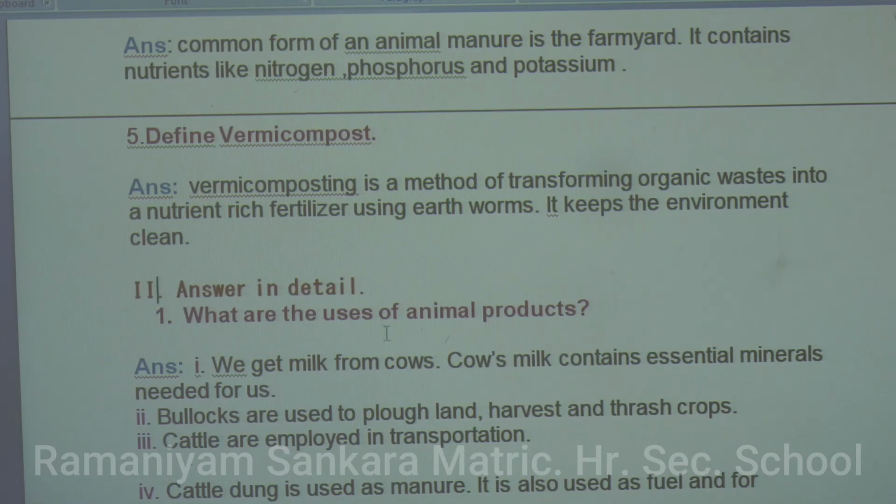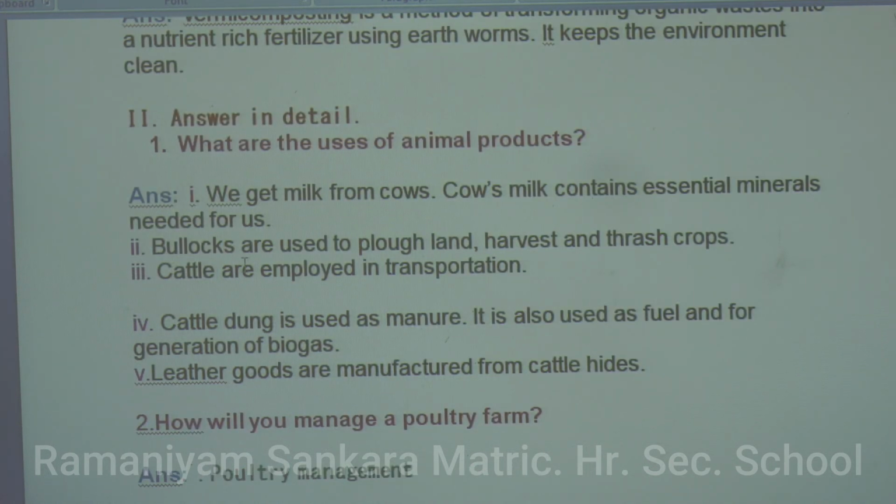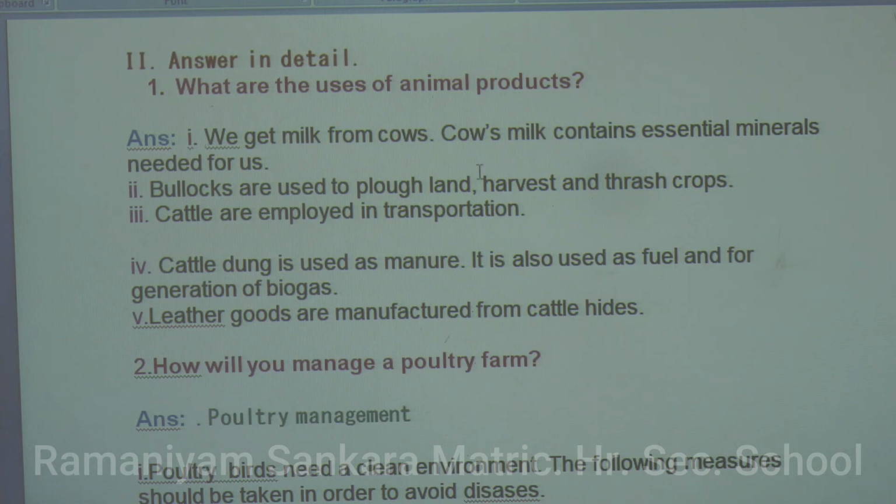What are the uses of animal products? That is cattle breed. We get milk from cows. Cow's milk contains essential minerals needed for us. First, from the cattle breed we are getting milk, which contains essential minerals. Second, bullocks are used to plough land, harvest and thrash crops. For agriculture we use bullocks and oxen, for ploughing and preparing the land. Third, cattle are employed in transportation also.